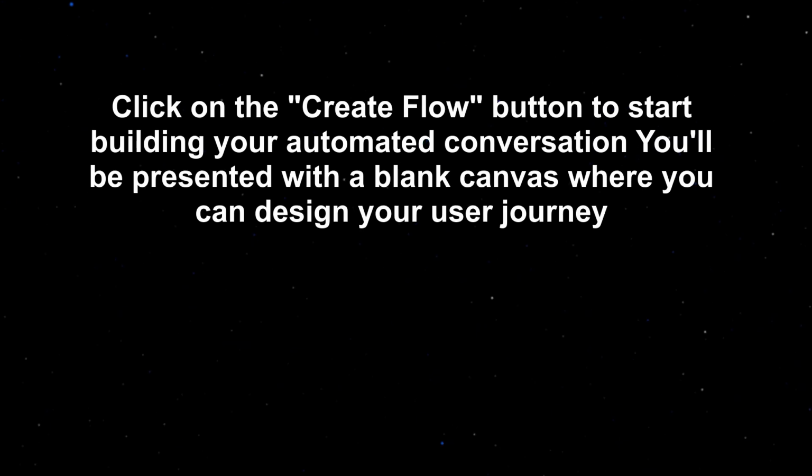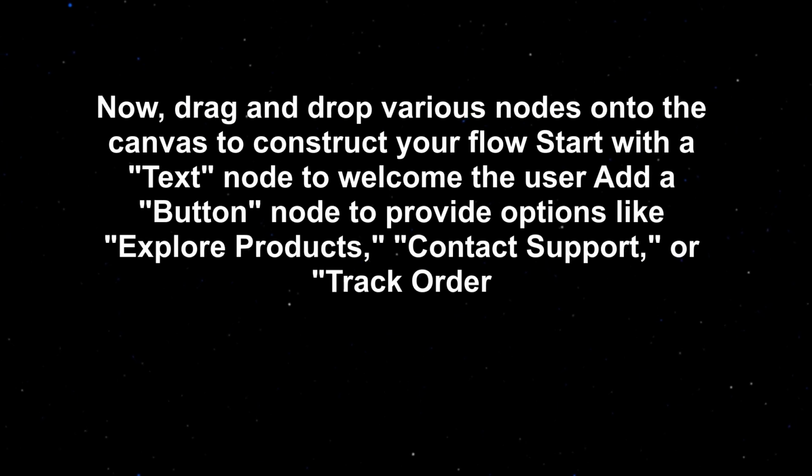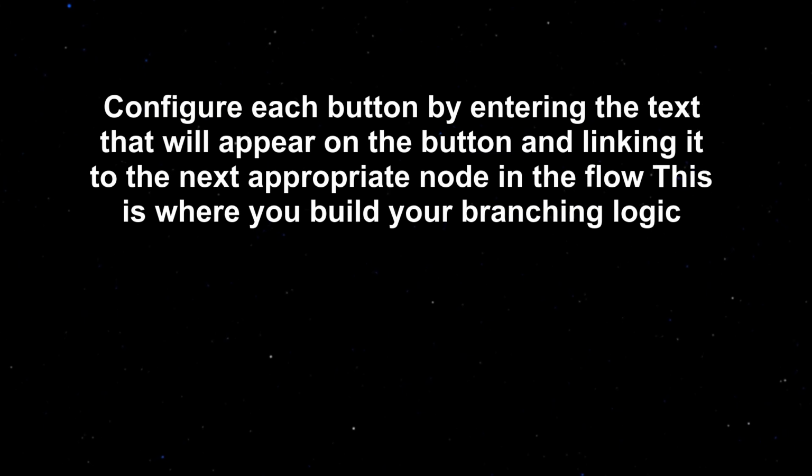You'll be presented with a blank canvas where you can design your user journey. Now, drag and drop various nodes onto the canvas to construct your flows. Start with a text node to welcome the user, add a button node to provide options like explore products, contact support, or track order. Configure each button by entering the text that will appear on the button and linking it to the next appropriate node in the flow.